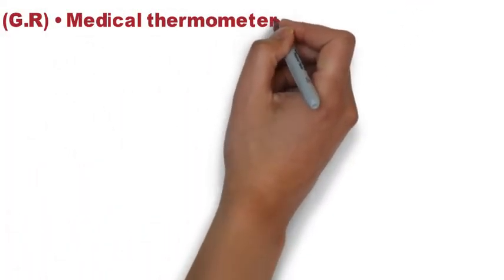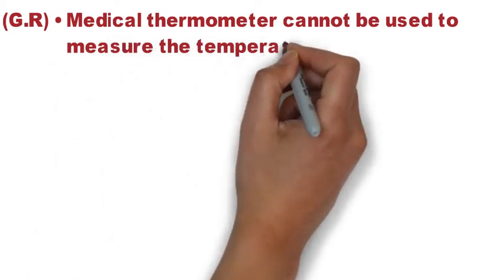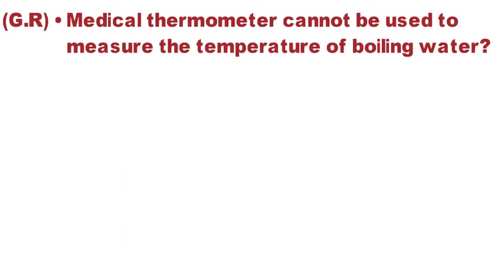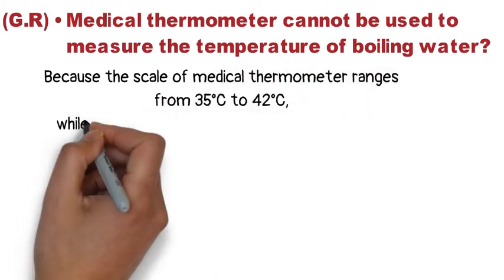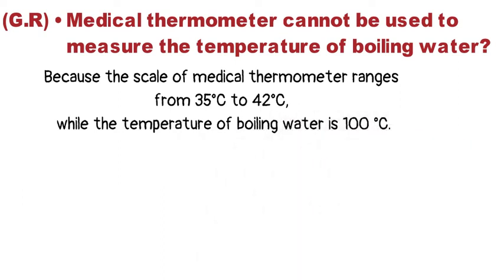The medical thermometer can't be used to measure the temperature of boiling water. Why? It's a thermometer, a device used to measure temperature, so why can't we use it to measure boiling water? Water boils at 100 degrees Celsius. So if we use the medical thermometer, the thermometer will break. Why? Because the scale of the medical thermometer ranges from 35 to 42 degrees Celsius, while water boils at 100 degrees Celsius.